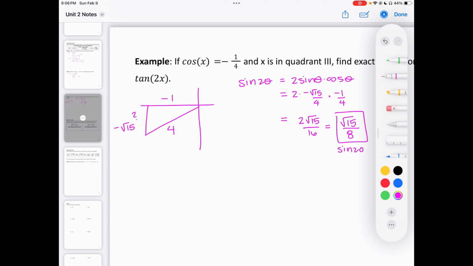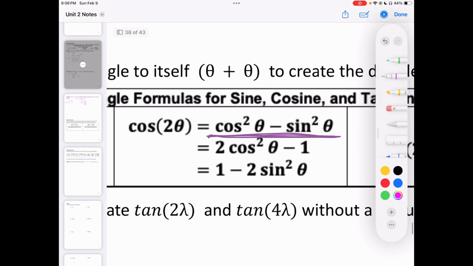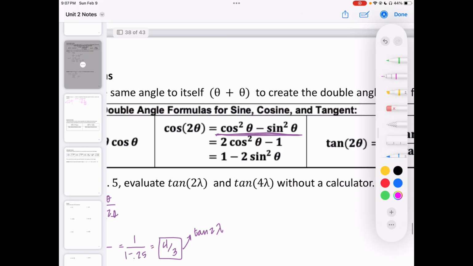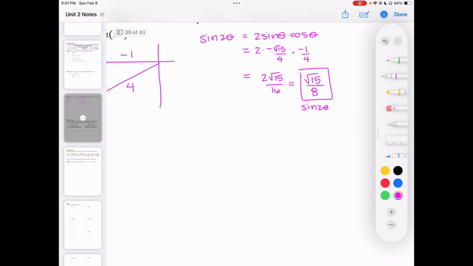We have a variety of options for cosine of 2 theta. Let me scroll back up to show those to you. You can use any of the three. Pick one that you like and go with it, right? It does not matter which one you use. I am just going to use the first one, for no particular reason.